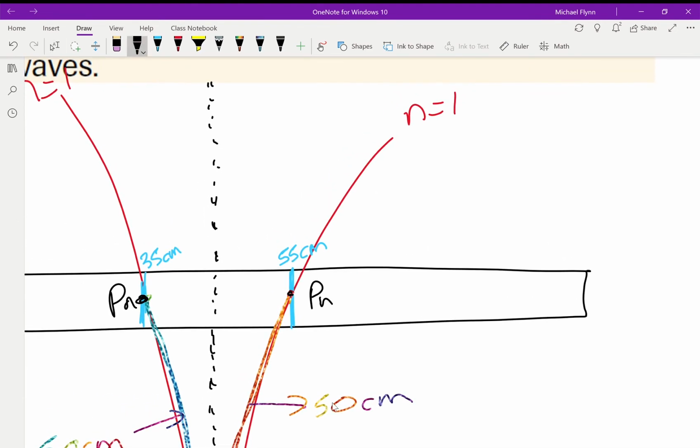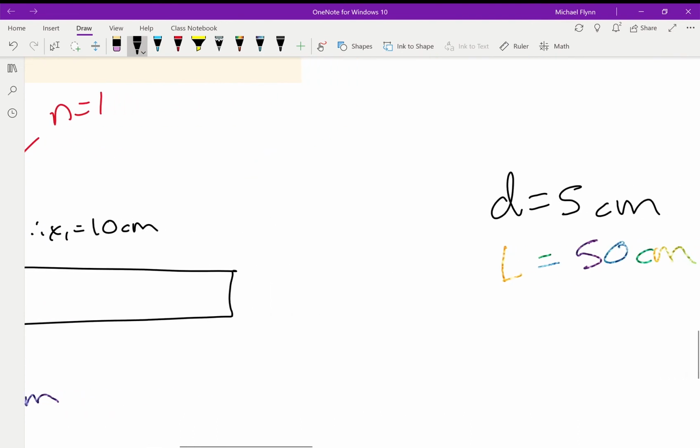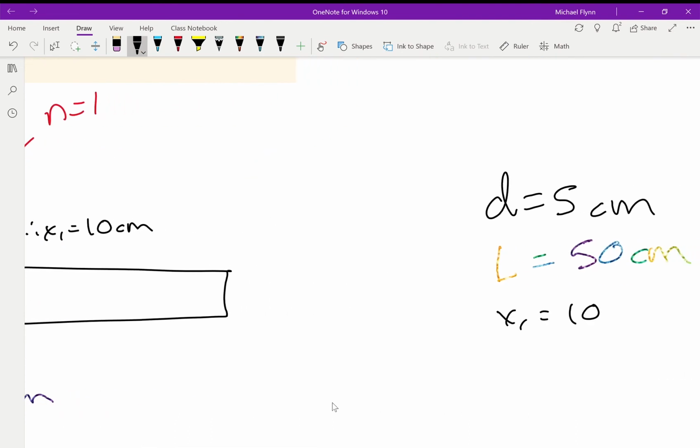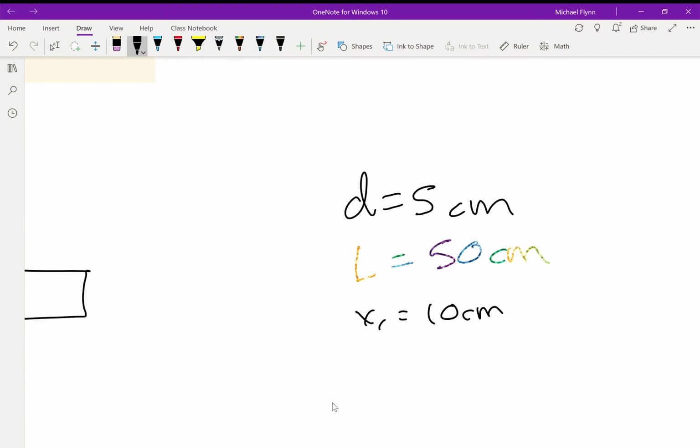So here, I'm going to stick with my black color. That is x1. And this distance over here would be x1 also. Now, between 35 and 55, there are 20 centimeters. Okay, so that means that x1 is 10 centimeters. So I'm going to write that over here, 10 centimeters. And of course, right away, you're going to have to convert all these to meters.